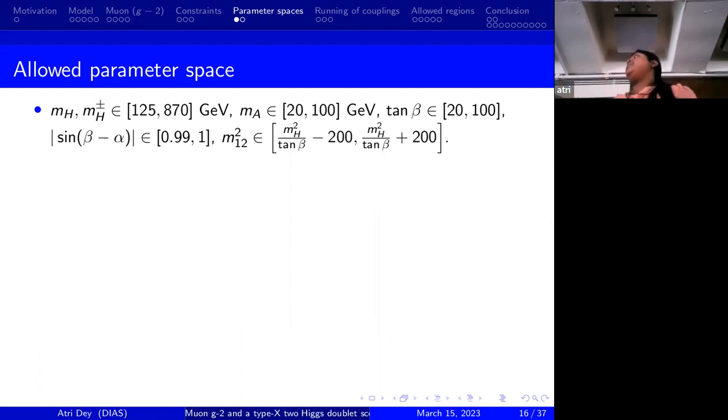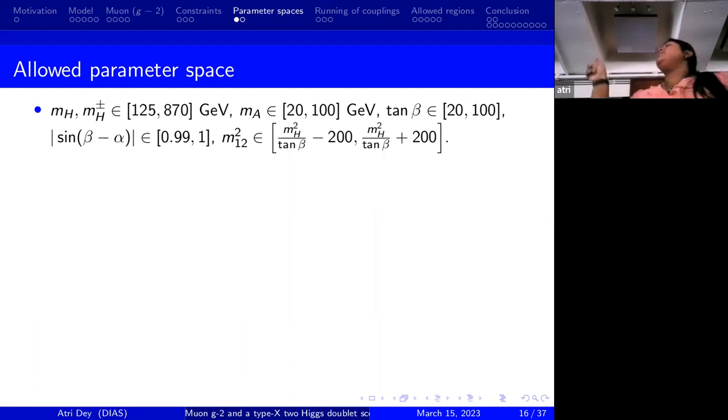And M_A we keep small, so it's 20 to 100, tan β is the same. And sin(β−α), right now we just write from 0.99 to 1, because it depends on the value of tan β, meaning the limit is not 0.999 for all tan β. It depends on tan β. If tan β is very large, the limit on sin(β−α) is very strong.